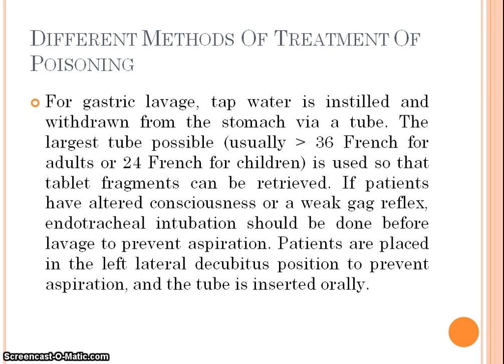For gastric lavage, tap water is instilled and withdrawn from the stomach via a tube. The largest tube possible is used, usually more than 36 French for adults and 24 French for children. French, the unit used for measuring the diameter, is used so that tablet fragments can be retrieved. If patients have altered consciousness or a weak gag reflex, endotracheal intubation should be done before lavage to prevent aspiration. Patients are placed in a left lateral decubitus position to prevent aspiration and the tube is inserted orally.